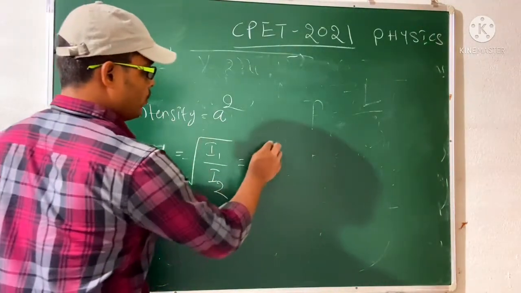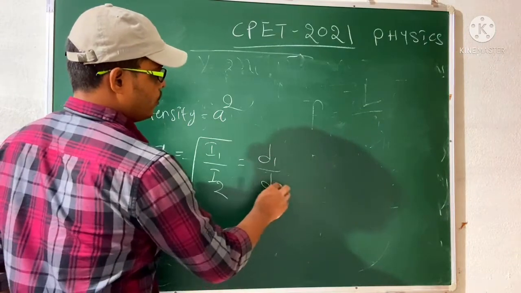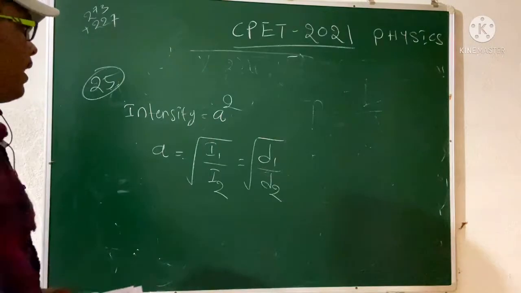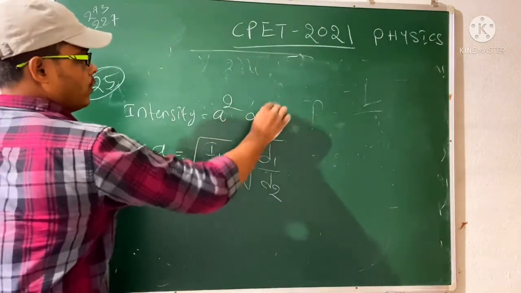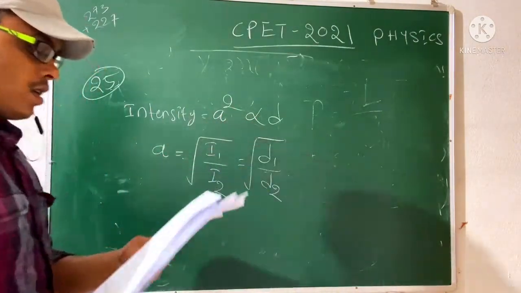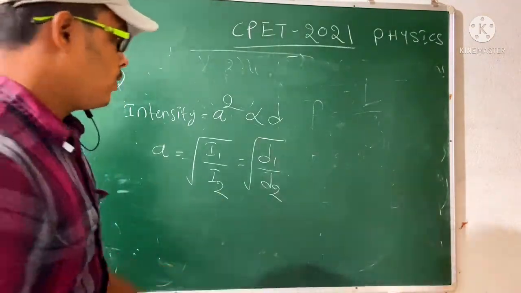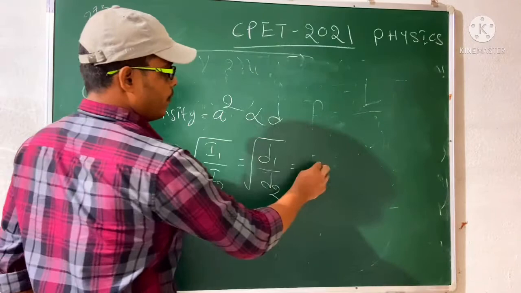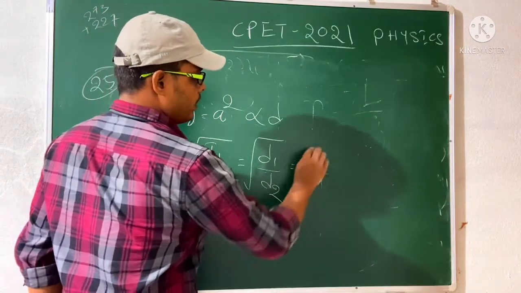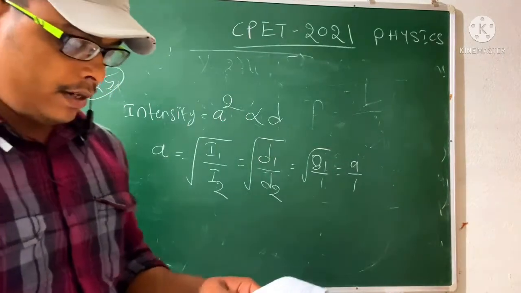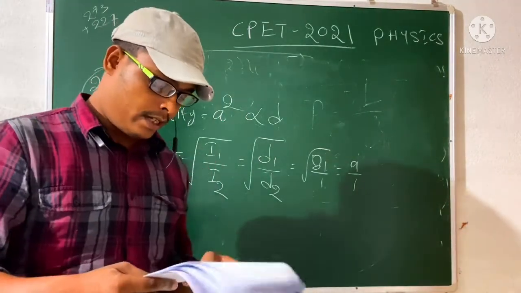So that will be also equal to d1 by d2 root over. So the intensity is also directly proportional to the width of the slit. Remember, your answer you can obtain now. That was given 81 by 1, so your answer is 9 by 1. So your answer is 9:1. So that is option C.